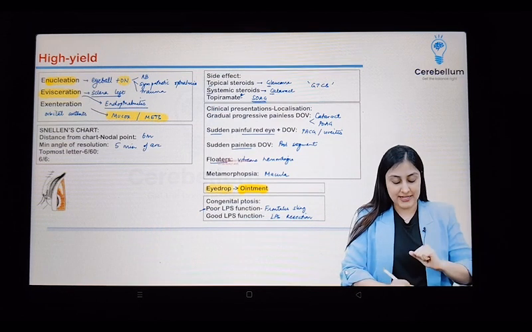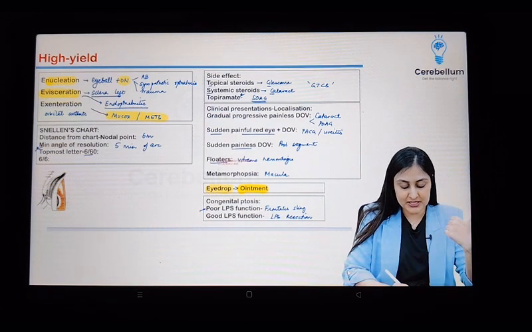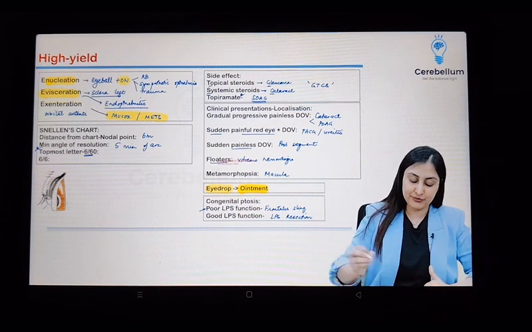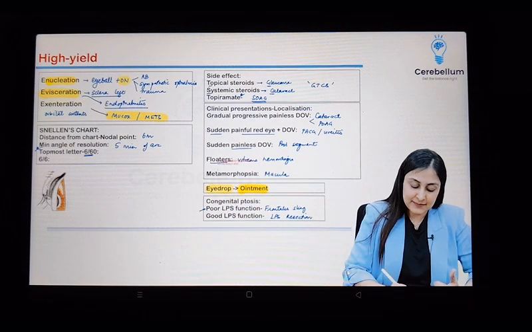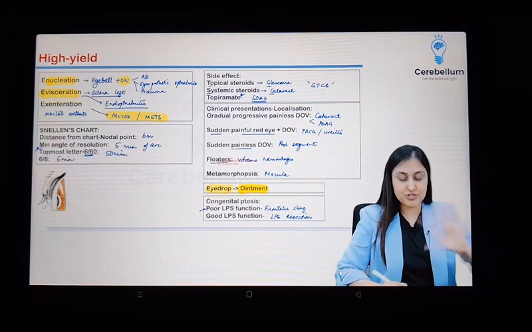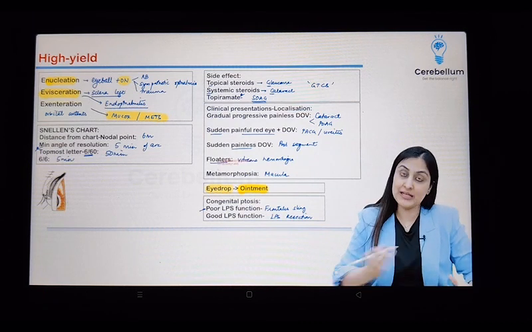So the topmost letter, an AIIMS question, how much angle does the topmost letter subtend? Basically, whatever is the division of the two, you just multiply that with 5. So 60 by 6 is 10, so this becomes 50 minutes. If it is 6 by 6, simple, 5 minutes. You just do the division, and whatever is the result, multiply that with 5. That is how this is to be done.